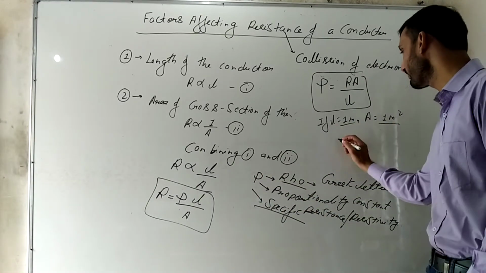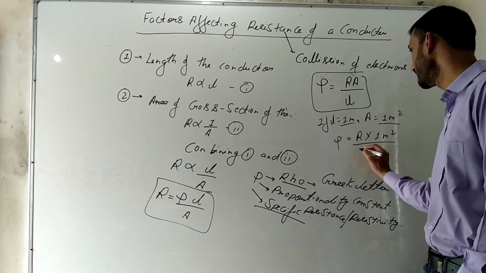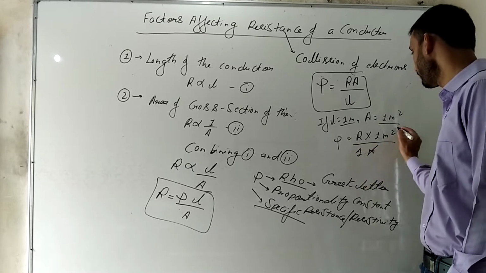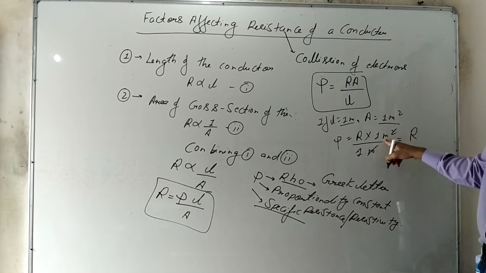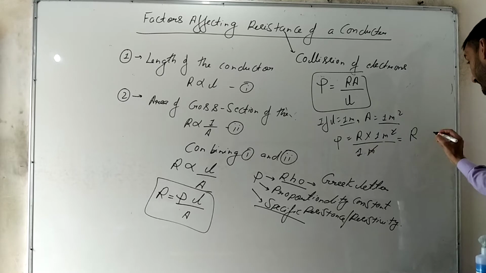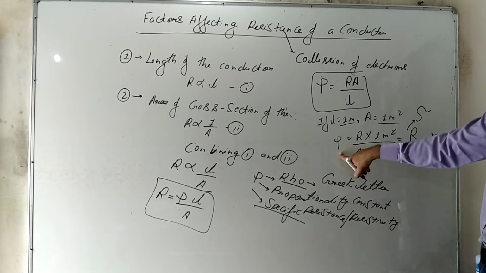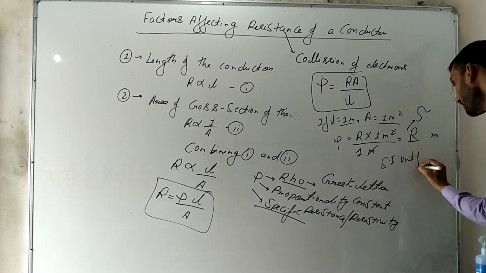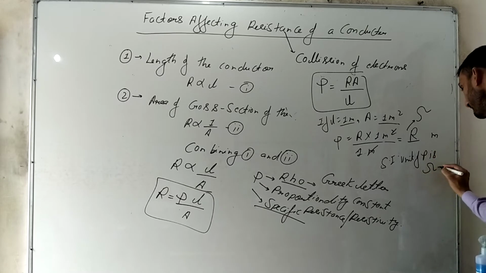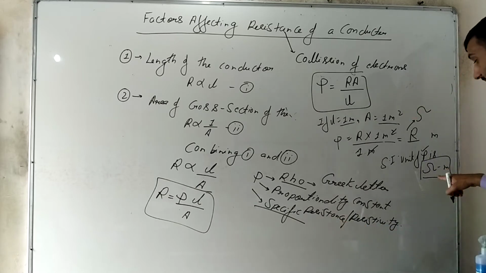If length is 1 meter, area is 1 meter square, then it will become R into 1 meter square upon 1 meter. If meter goes off, it will be R, and then this meter is remaining. Why is this important? Because when we deal with the unit, it is important. What will be the SI unit of this R? We have discussed in the previous classes, it is ohm. So what will be the SI unit of rho? It will be ohm meter. SI unit of rho, that is specific resistance or resistivity, is ohm meter.